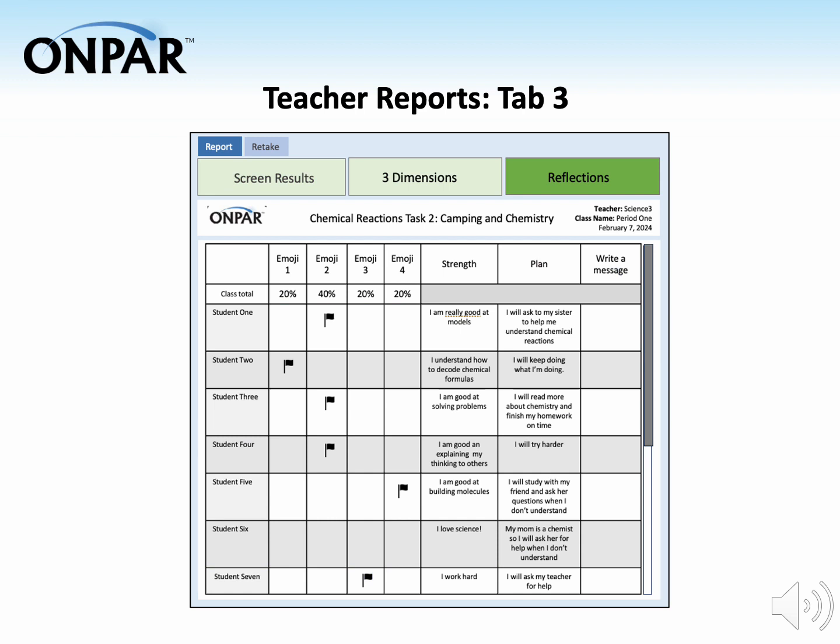Then the final tab here is the reflections, again mirroring that student report. So I can see what emojis different students chose. I can see what strengths they listed, what their plan is. And then there's also space to write a message if this is where the teacher would like to give feedback to students.